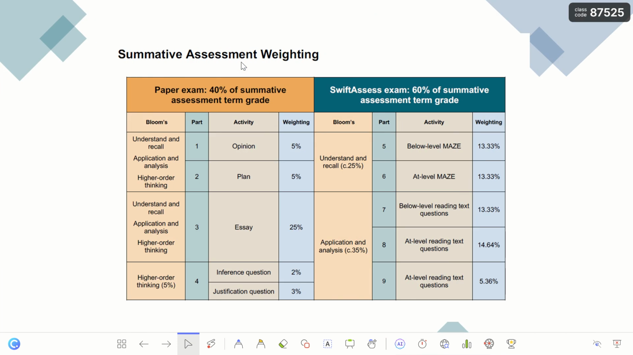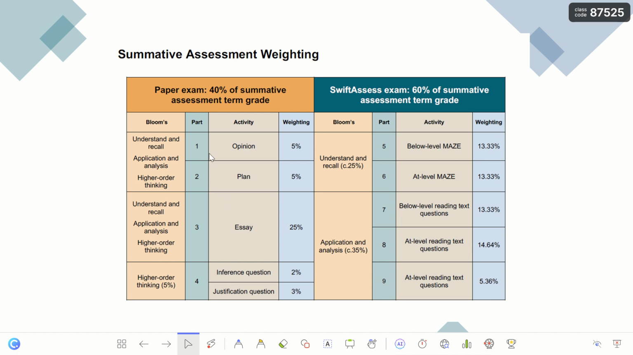So the summative assessment consists of two parts. The first part is the paper exam, which weighs 40% of the exam. This one will be the writing one, and the Swift Assess exam, which will be the maze and the reading part, and it weighs 60% of the summative assessment. In the writing one, you will have 5 questions in the paper-based exam.